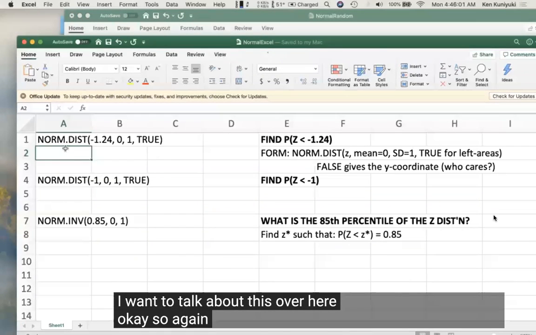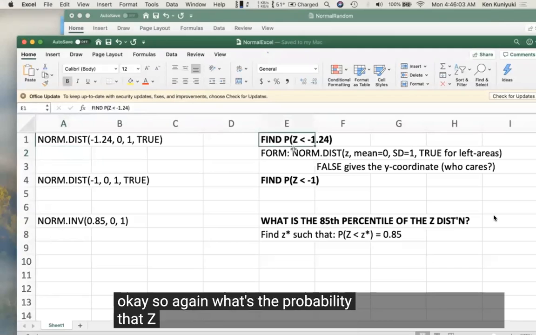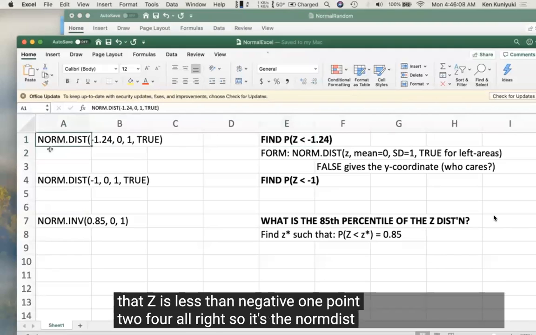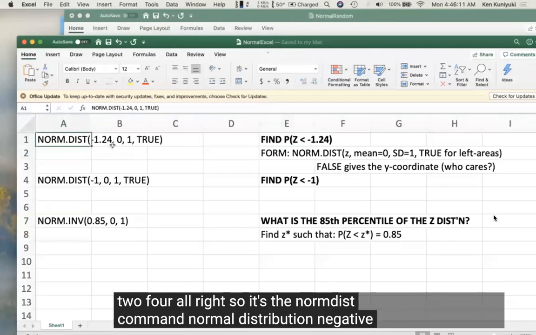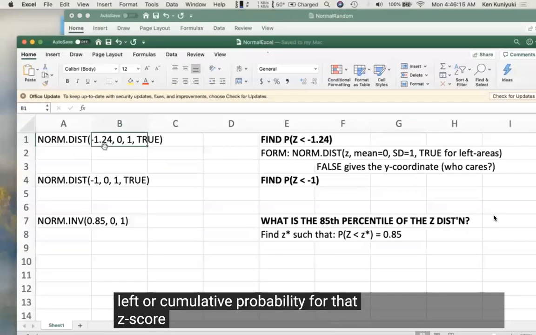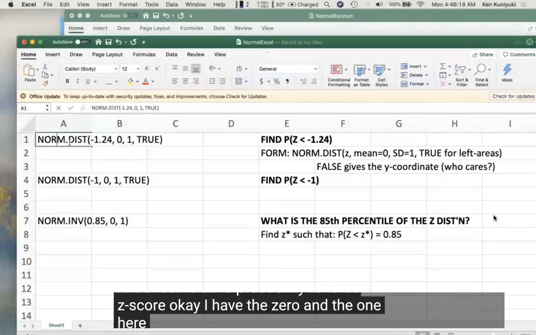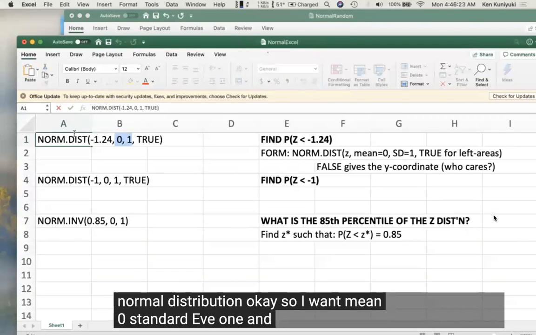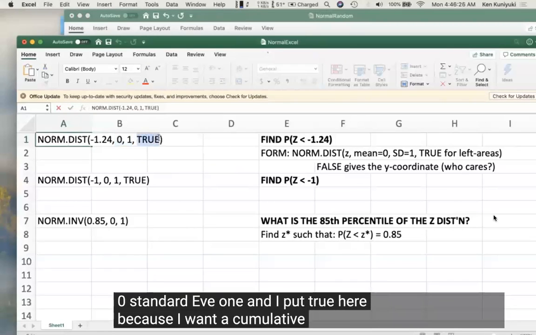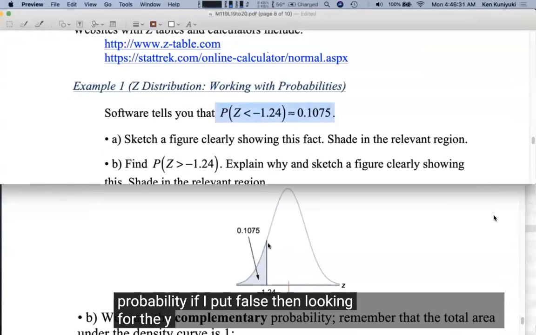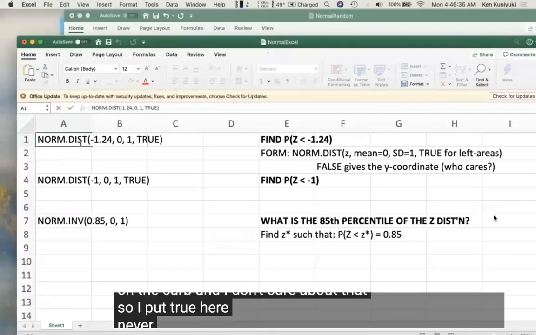So again, what's the probability that z is less than negative 1.24? It's the norm.dist command, normal distribution, negative 1.24. I'm interested in the left or cumulative probability for that z-score. I have the 0 and the 1 here because I'm dealing with a standard normal distribution, so I want mean 0, standard dev 1. And I put true here because I want a cumulative or left tail probability. If I put false, then I'm looking for the y coordinate of that point on the curve, and I don't care about that. So I put true here, never false.